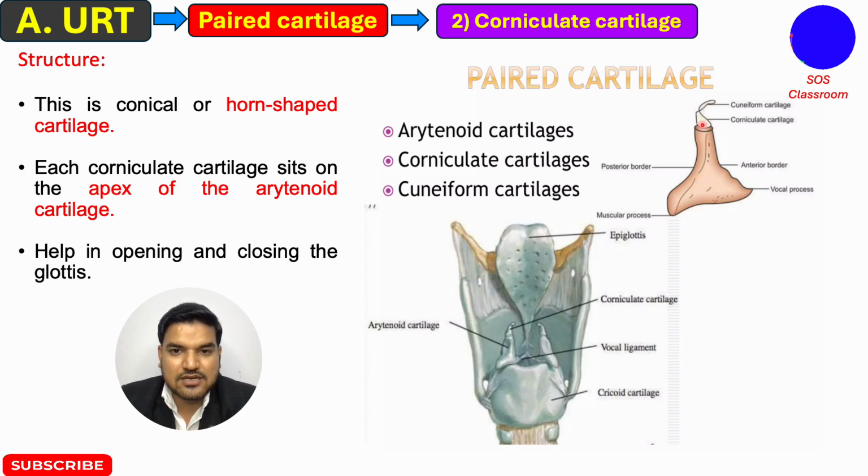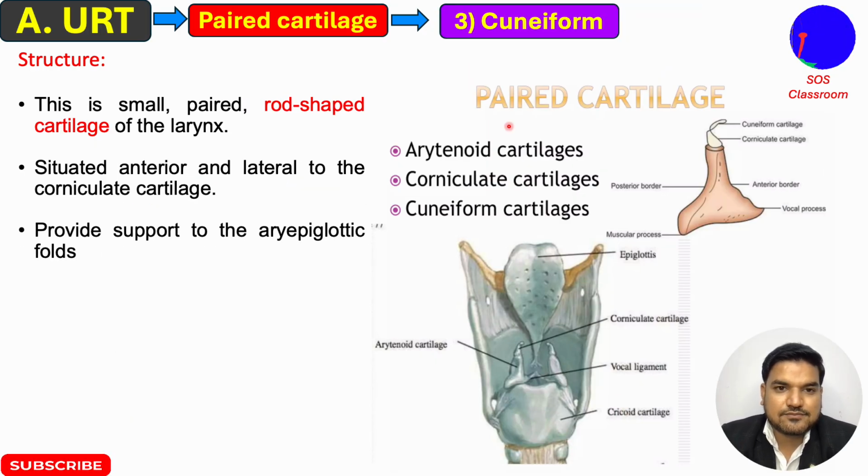And in the corniculate cartilage you can see the attachment of the cuneiform cartilages. We will discuss that in the next slides. Okay, so the corniculate cartilages are horn-shaped and positioned just above the arytenoid cartilages. What is the function? The function is the opening and closing of the glottis.